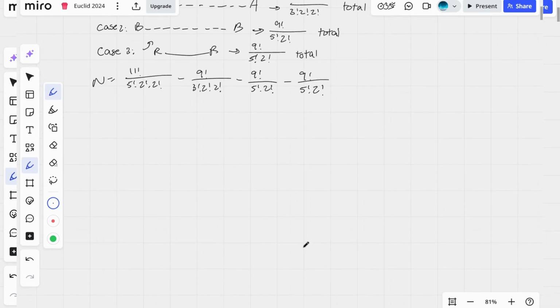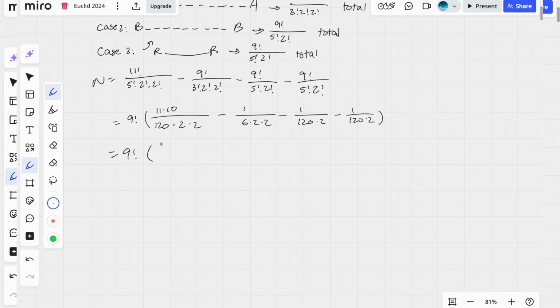And then we calculate this, so we can factor out a 9 factorial first, and then the first term we would have 11 times 10 over 5 factorial, which is 120 times 2 times 2. For the second term, we would have 9 factorial out of the numerator, so we would have a 1, and then the denominator would be 6 times 2 times 2. And then for the third and fourth, we would have a 1 in the numerator, and then 120 times 2. And then we can start simplifying this.